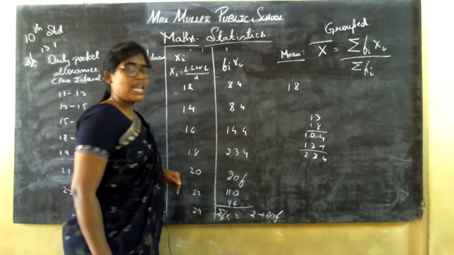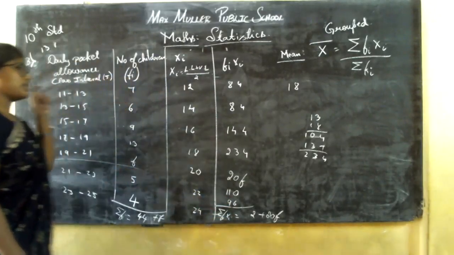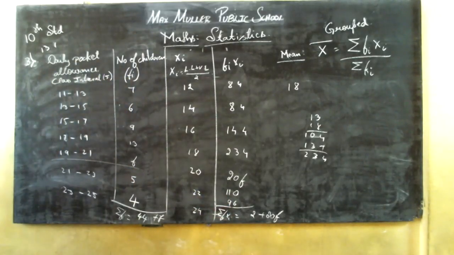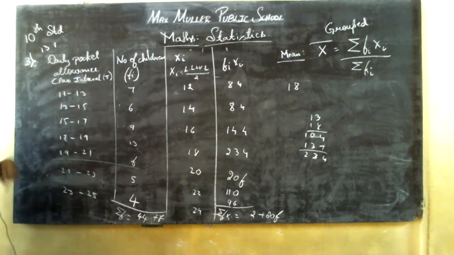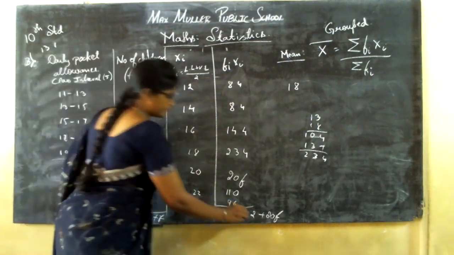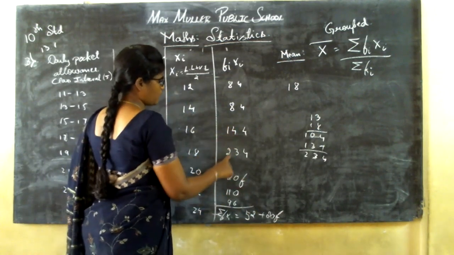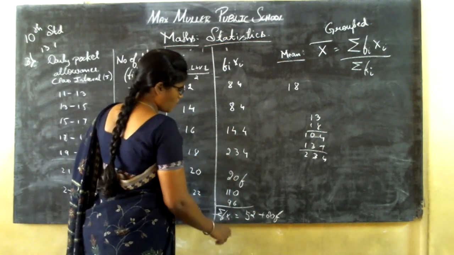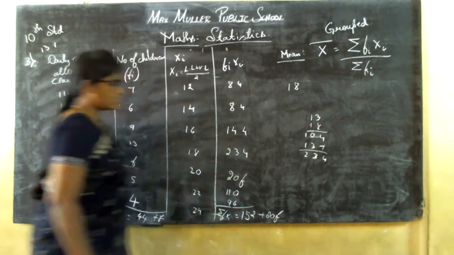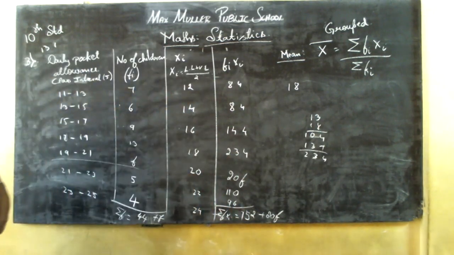25 plus 1 is 26. 26 plus 9. 26 plus 4 is 30. 30 plus 5 is 35. 5. 3 carry. 3 plus 1 is 4. 4 plus 2 is 6. 6 plus 1 is 7. So you get 752 as the answer. 752 plus 20F is the answer.